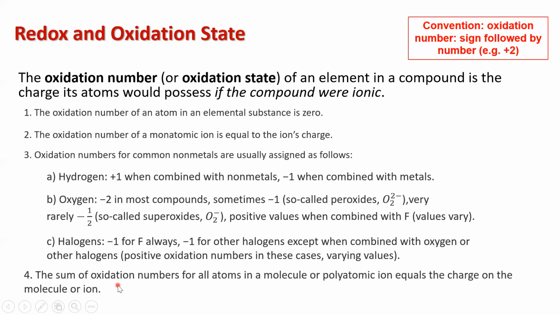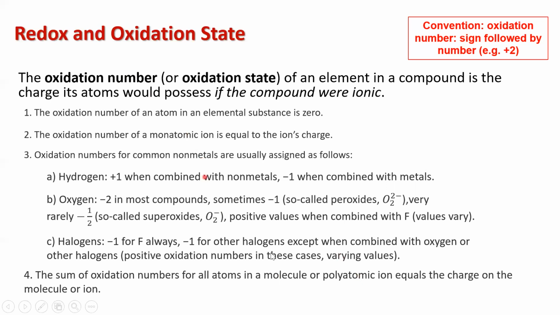And the last one is that the sum of the oxidation numbers or oxidation states, we can use those interchangeably. They can be called oxidation states or they can be called oxidation numbers. The sum of the oxidation numbers on all atoms in molecules will be 0 because molecules are neutral. And the sum of the oxidation numbers on all polyatomic ions will equal the charge on that polyatomic ion.